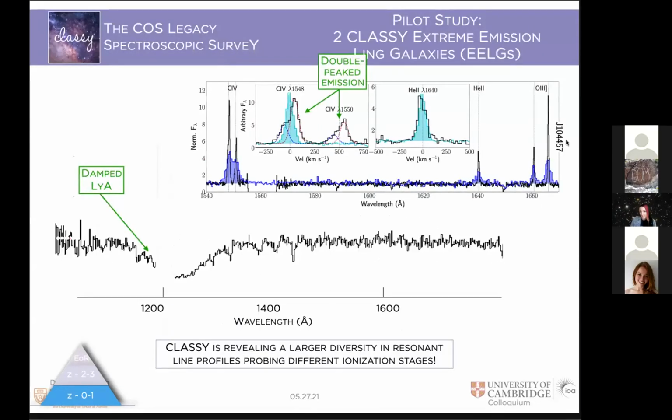And so going back to one of my favorite galaxies that I showed you earlier, J104457, that had this beautiful double-peaked carbon-4 that is allowing the escape of very high energy ionizing photons. It has this broad damped Lyman alpha profile, which would be suggestive that it's absorbing most of those lower energy ionizing photons. And so that's really interesting. But with the higher resolution CLASSY spectra, it's even revealed, there it is, this tiny little baby Lyman alpha emission at the bottom of this that we didn't see in the lower resolution spectrum. So this is really exciting.